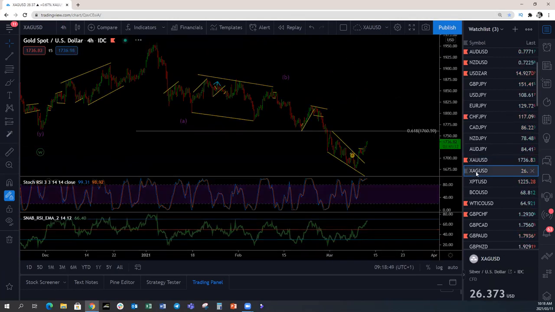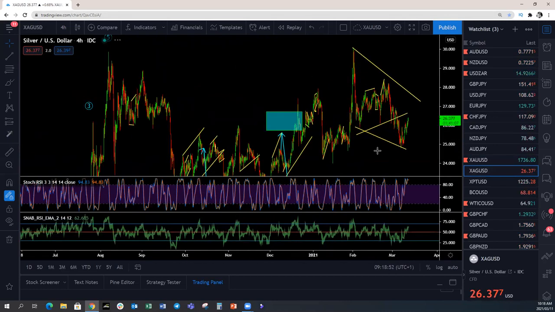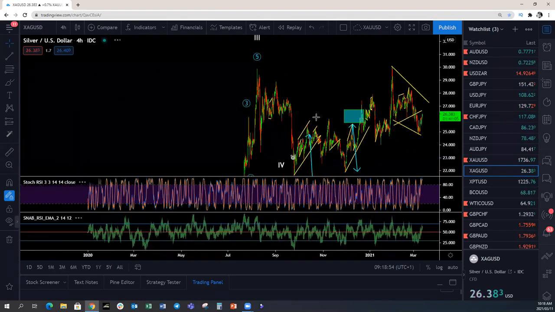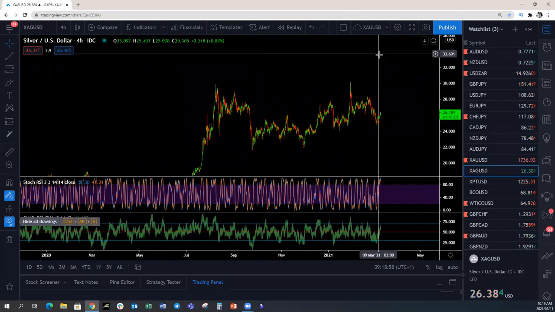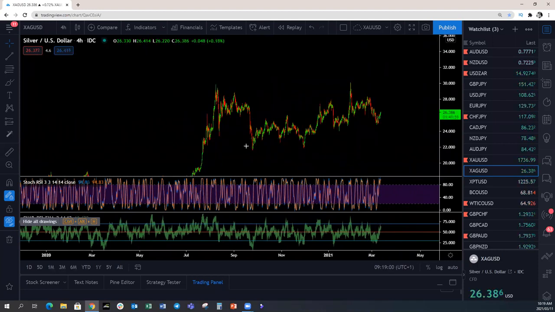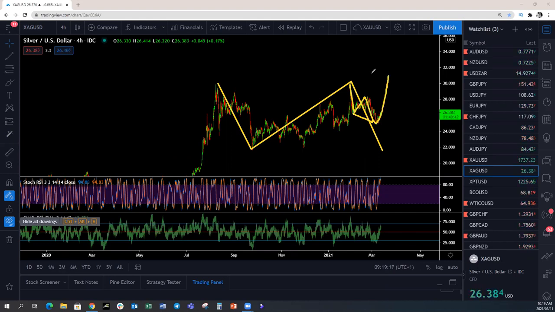Silver. Now, silver structurally a little bit tricky on the bigger structure. Let's switch off here and just see what is possibly happening here with silver. The structure we were looking for on silver is this 1, 2, and looking for this to make a 3 here. Okay. Now it looks like we are going to get another move here to the upside. We've got a 1, 2, 3. Looks like we're still going to continue to the upside here like that.